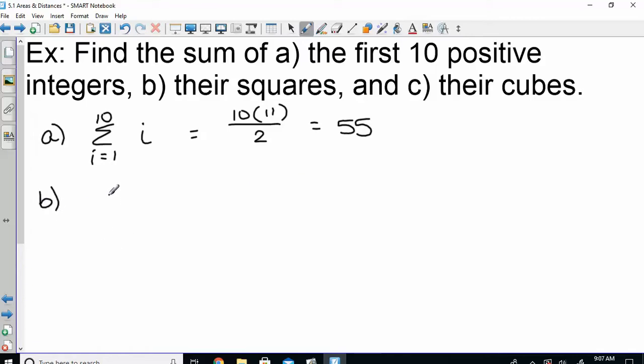Part B, I want their squares. So that means I want the sum from 1 to 10 of i squared. So the squared formula is n, so 10, times n plus 1, which is 11, times 2n plus 1. What would that be? 21, divided by 6. 385.